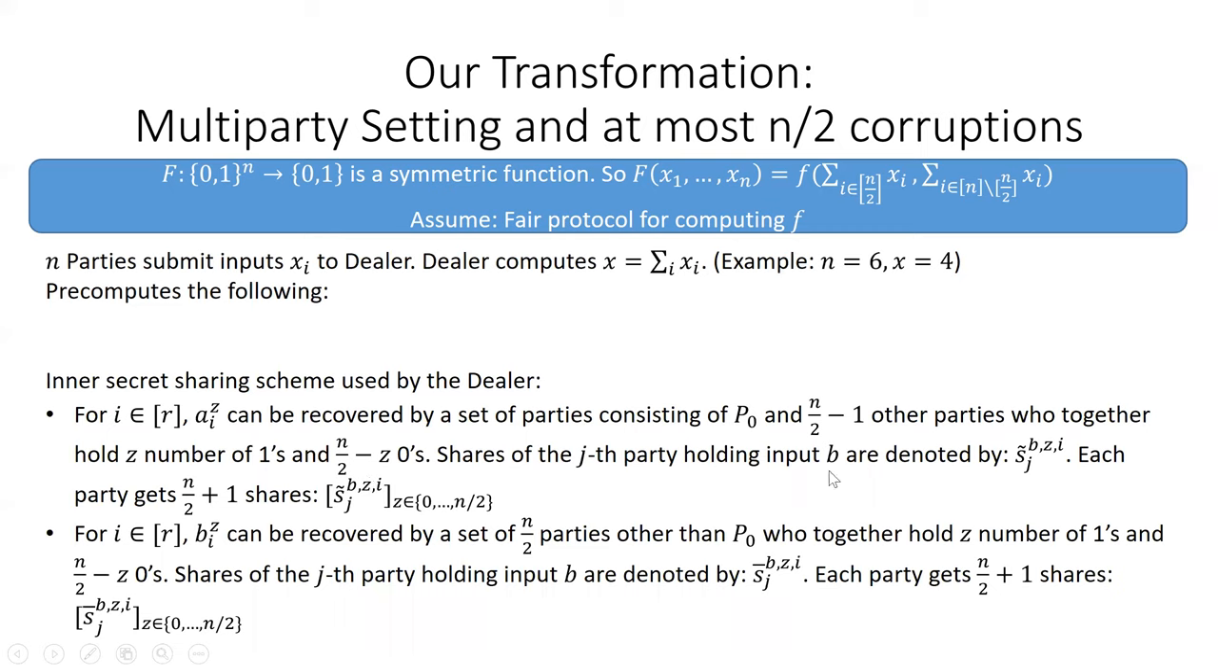So the shares of the jth party holding input b are denoted by s̃_j^{b,z,i}. So it depends both on the index of the party i, as well as the value b that the party's input corresponds to. And each party is going to get n/2 plus 1 shares for n/2 plus 1 different secret sharing schemes. These shares will be denoted s̃^{b,z,i} for z in 0 to n/2. And similarly, the same thing will be happening for the B_i^z values, except this will be for the set of n/2 parties other than P0.